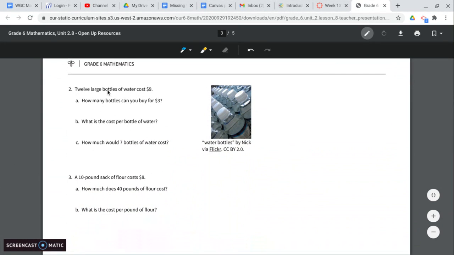All right, 12 large bottles of water cost $9. How many bottles can you buy for $3? If we divide 9 by 3 and 12 by 3, we're going to get 4 bottles for $3. What is the cost per bottle of water? If we take 9 and divide it by 12, that's the same thing as 3/4, which is 75 cents.